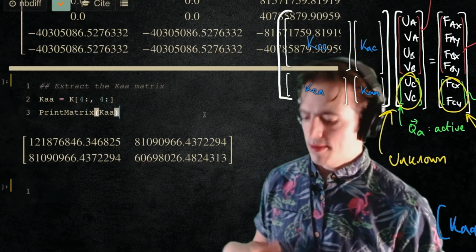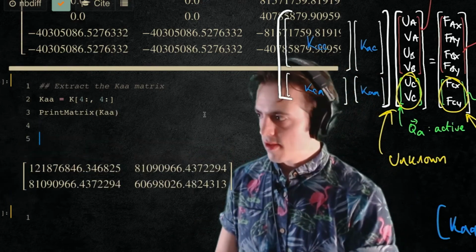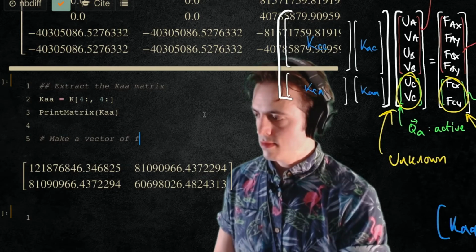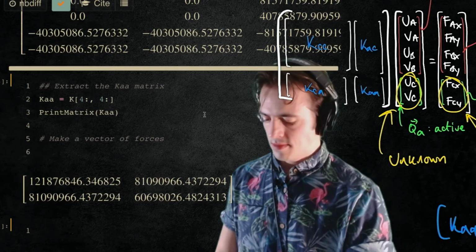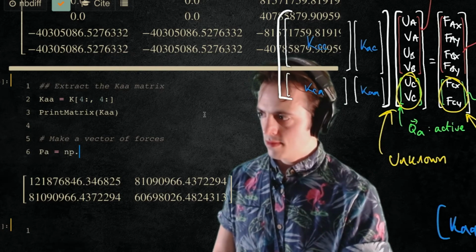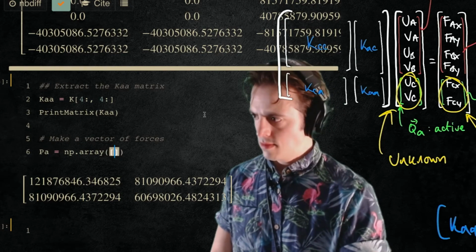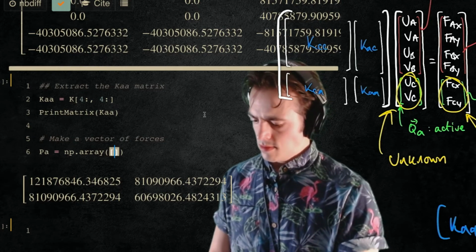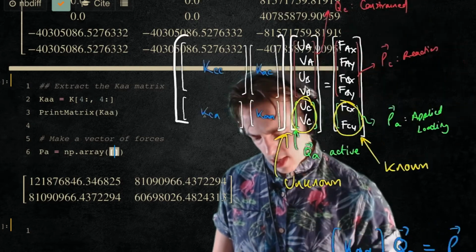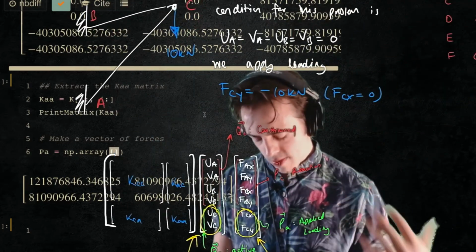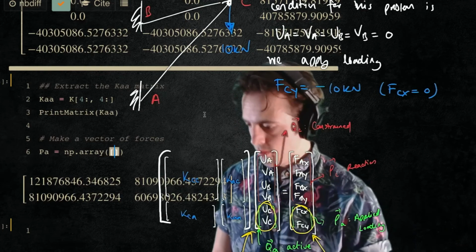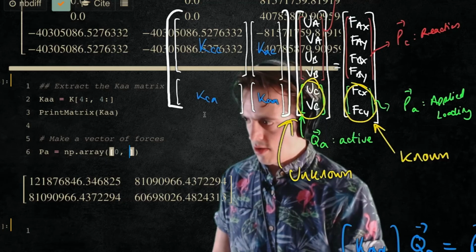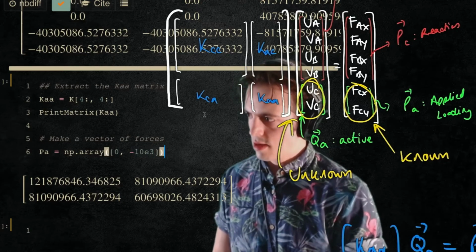We then need to make a vector of those forces. And so the forces that we said, we had Fcy was minus 10 kilonewtons, Fcx was 0. So that would be these two down here. So we're going to have 0 and minus 10 E3.